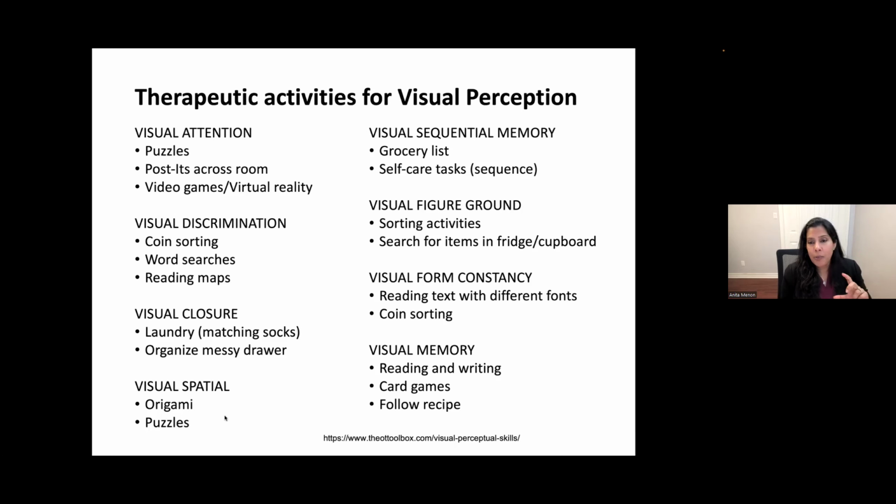Now, often what we see in clients who perform the MVPT is that they have a combination of different areas that are affected in general. And so we could combine and work on multiple skills at the same time. But sometimes it could be that they have very specific areas that are affected, such as visual discrimination. And so we could target those areas and work on them in therapeutic activities.